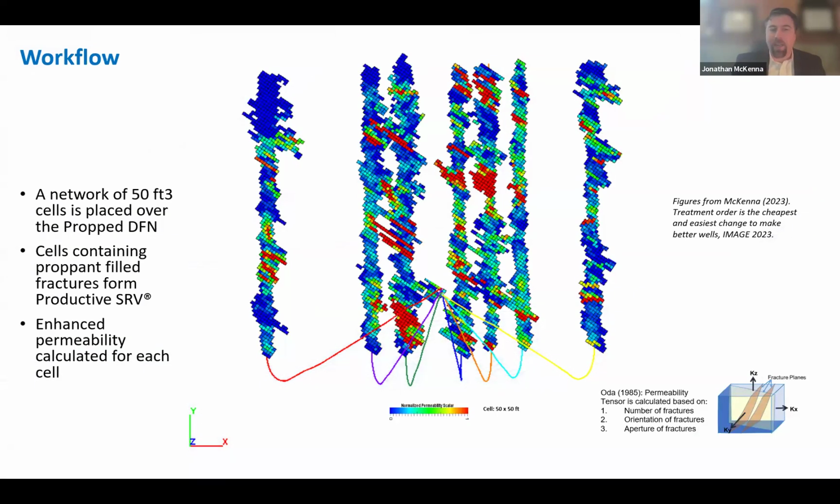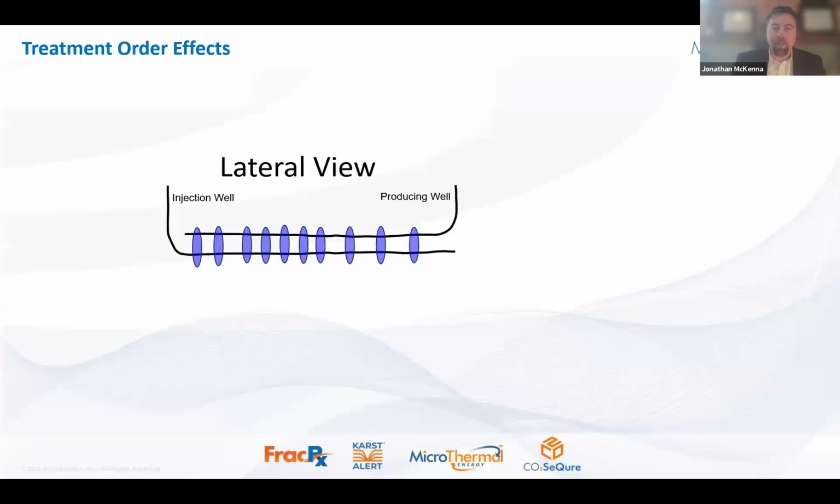And then we can calculate enhanced permeability for each of these cells for this discrete fracture network volume. And the permeability is based on the number of fractures within these cells and the orientation of the fractures, as well as the apertures or how much that fracture is opening. And then we can get more to an enhanced permeability, and this can go into reservoir simulation.